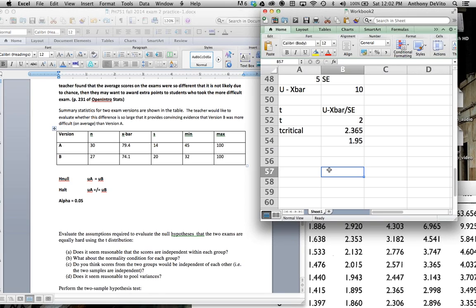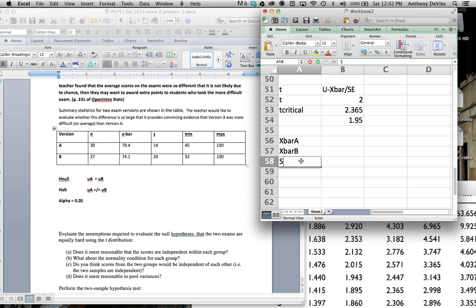Okay, so let's test this now. First, what are we going to compare? Instead of mu minus x bar, it's going to be x bar 1 minus x bar 2, right? Because we don't know the population means, so we're going to need x bars: x bar A for group A and x bar B for the group that took the other exam.